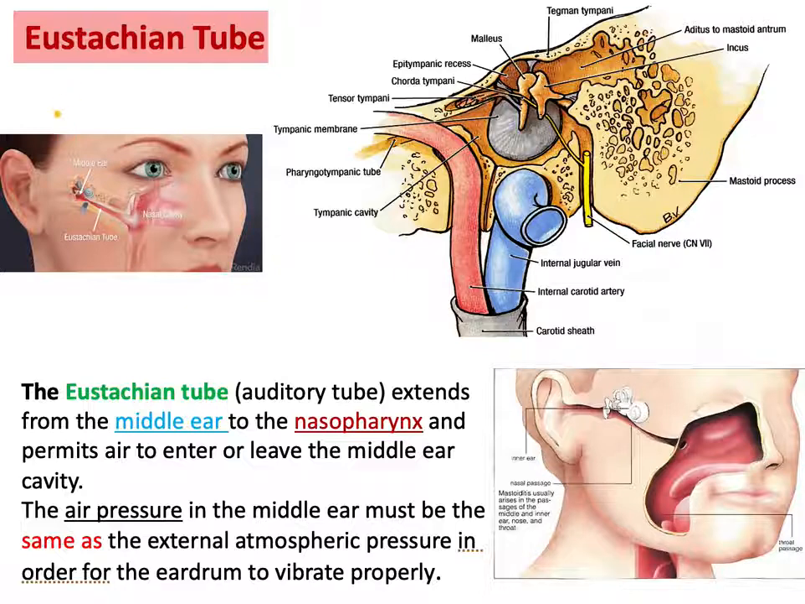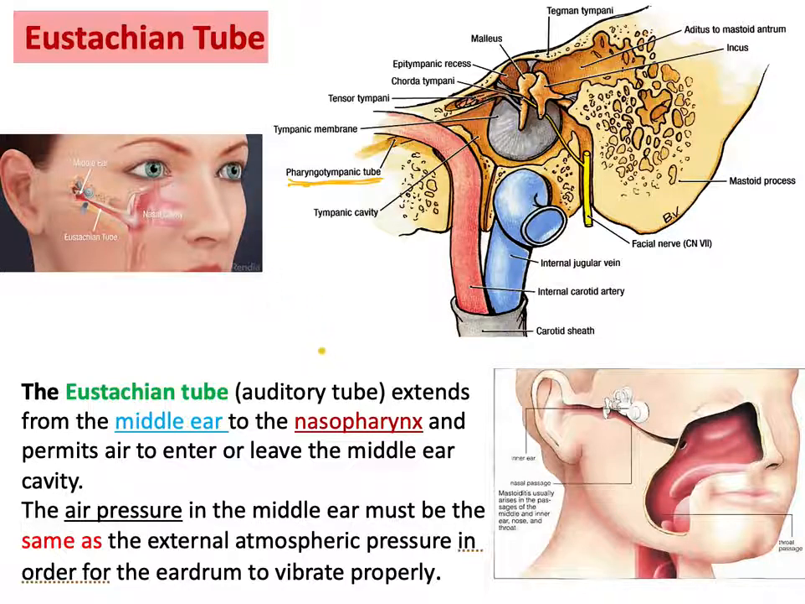Before jumping to talking about the ossicles, I would like to talk to you about a very important tube, the pharyngotympanic tube, that exists in the anterior wall of the middle ear, and it's also known as the eustachian tube. So this is the eustachian tube, or we call it the pharyngotympanic tube, or the auditory tube.